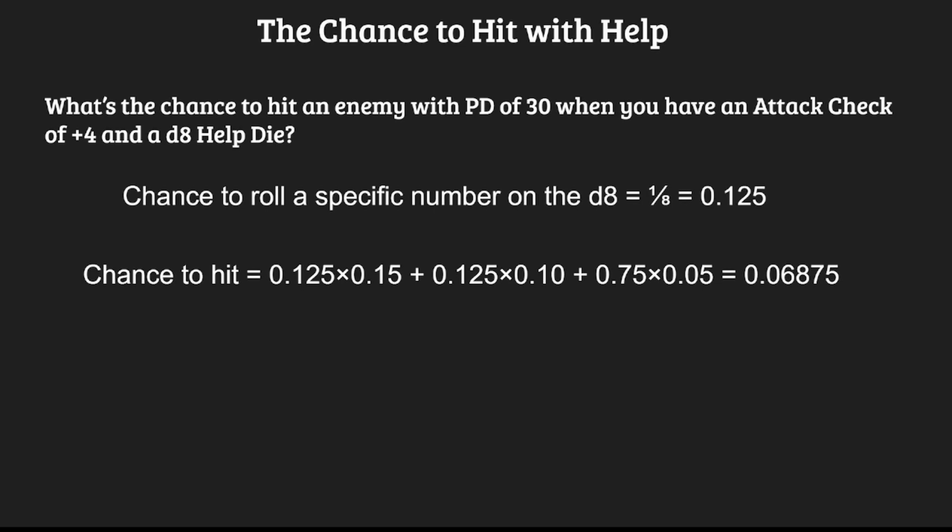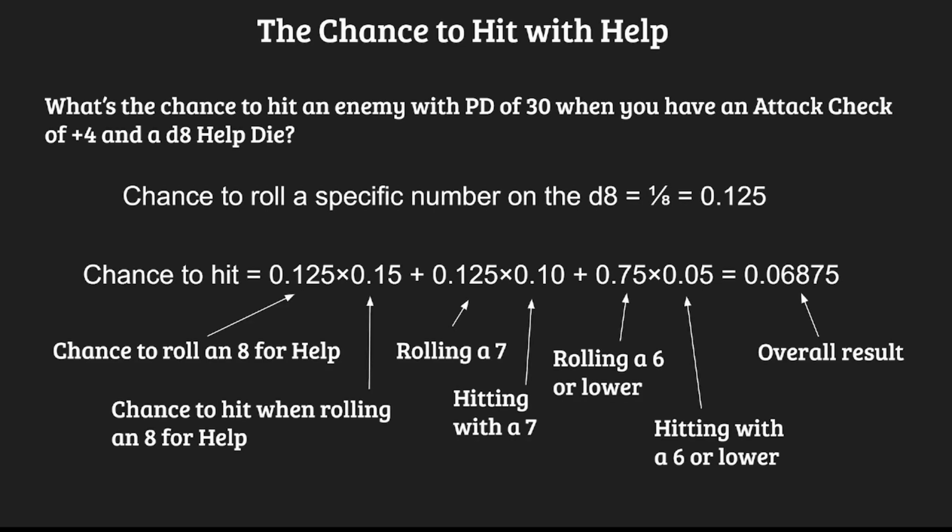So what we do is take our chance to hit and split it up into pieces. The first piece is 0.125, that 1/8, times 0.15, my 15% chance of hitting. That tells me the chance to roll an 8 on the help die and the chance to hit when I'm rolling an 8 for help. The next one shows the chance to roll a 7, which is still 0.125. There's the same chance of rolling a 7 as there is of rolling an 8.